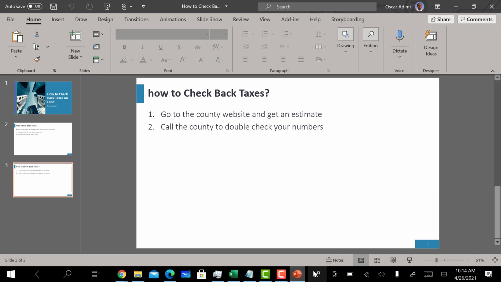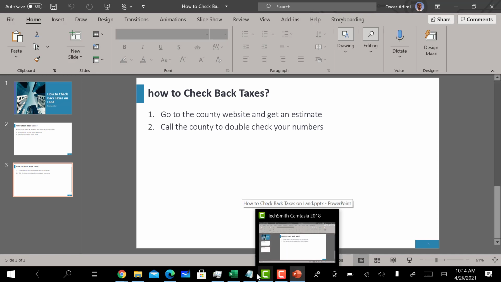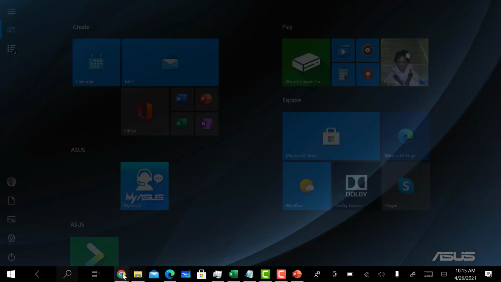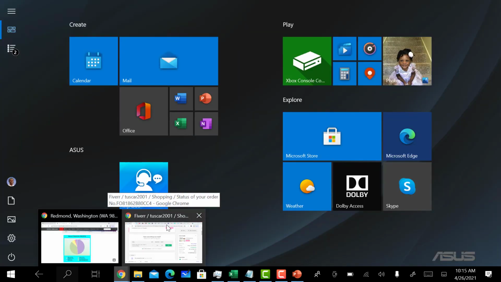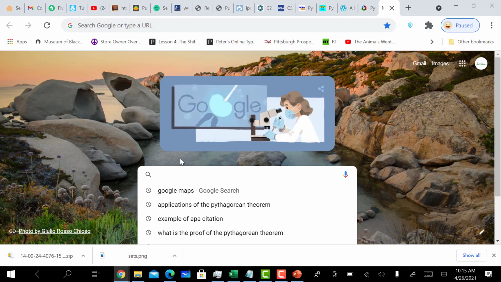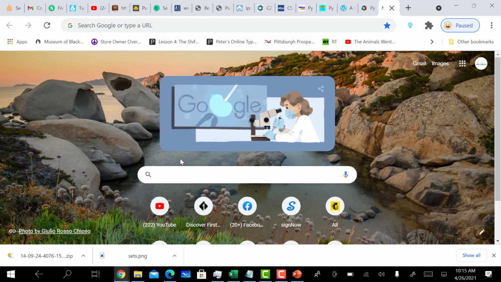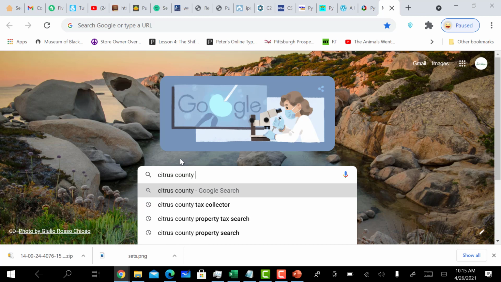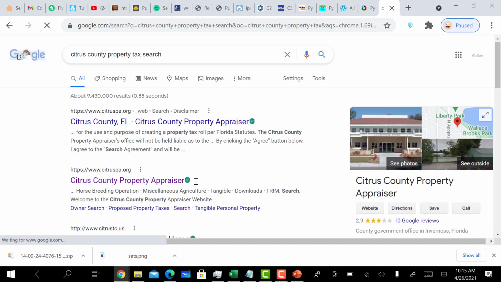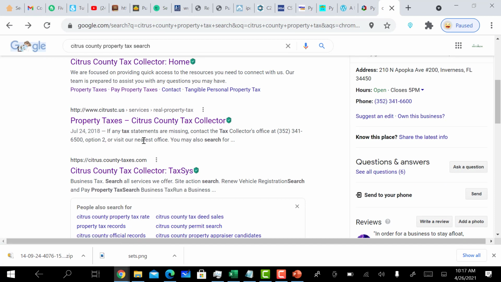So let's go to the first property. Let's go first to Citrus County, and here's how you want to do it. You say Citrus County property taxes. That's how you start, you put the county name. The first search didn't work, so let me keep looking. How about tax collector?